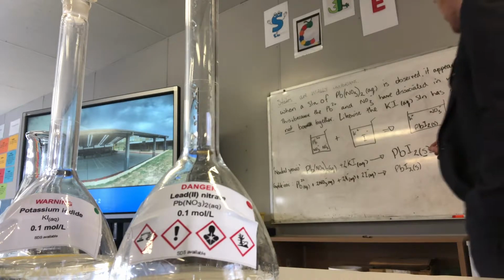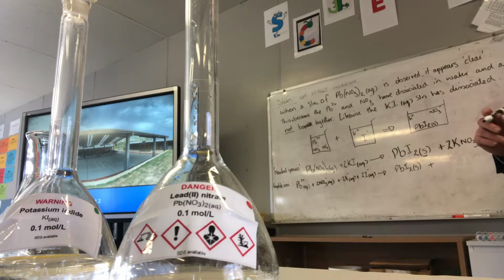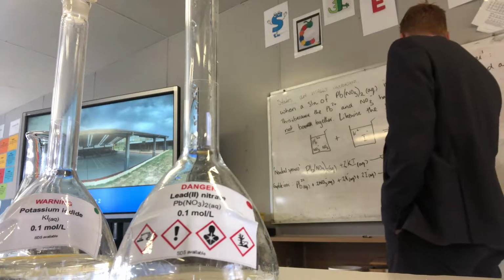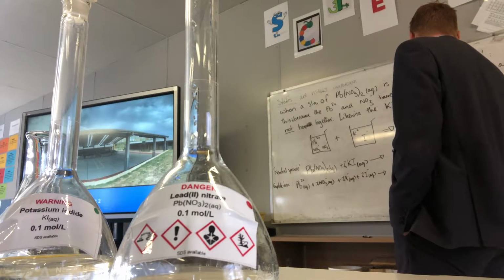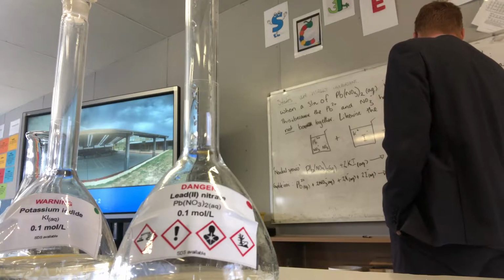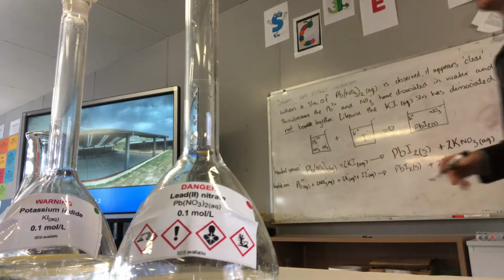What should I do with potassium nitrate? It says here that it's still aqueous. What do you think I should do? Separate it. I've got to show the 2 potassium ions aqueous and the 2 nitrate ions aqueous are still just floating around, looking around.